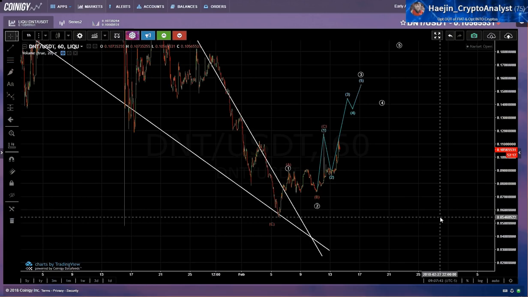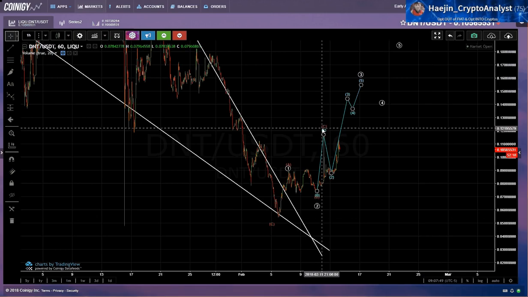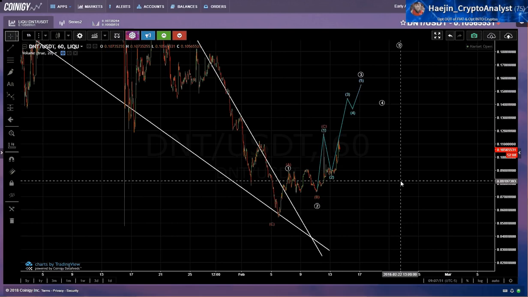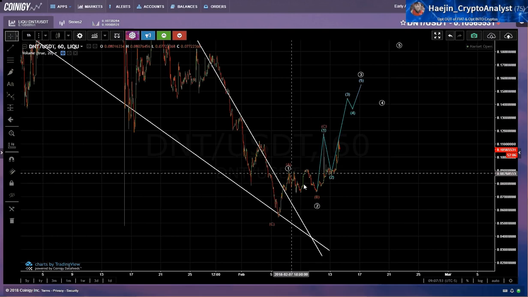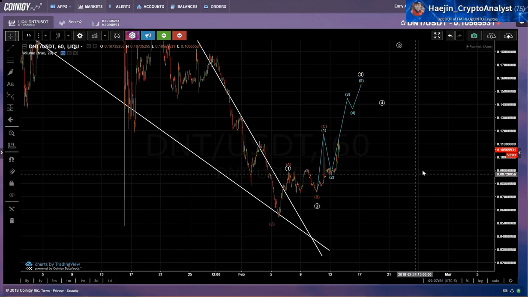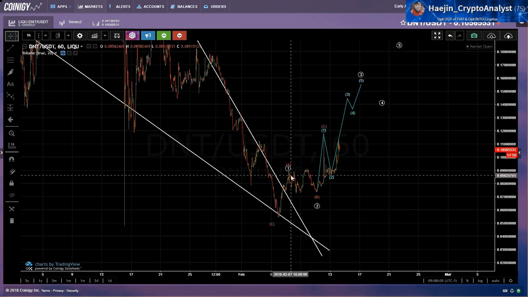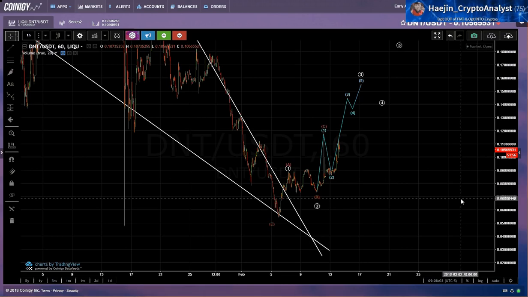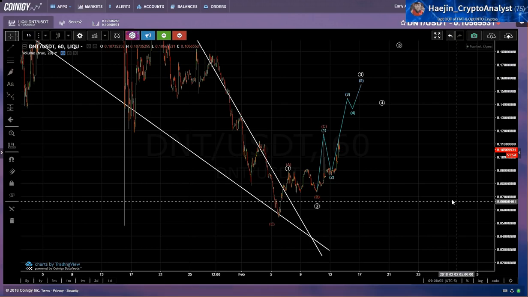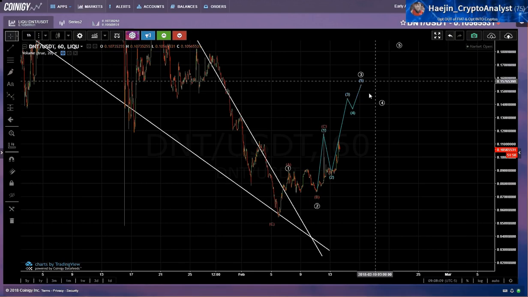But you've got to keep an eye out for this ABC. Because if it's very three-wavish, it's only corrected. So what you need is an impulse. You had a bit of a miniature impulse here, 1, 2, 3, 4, 5. But if we can complete this impulse and make higher highs beyond 11.79 cents.